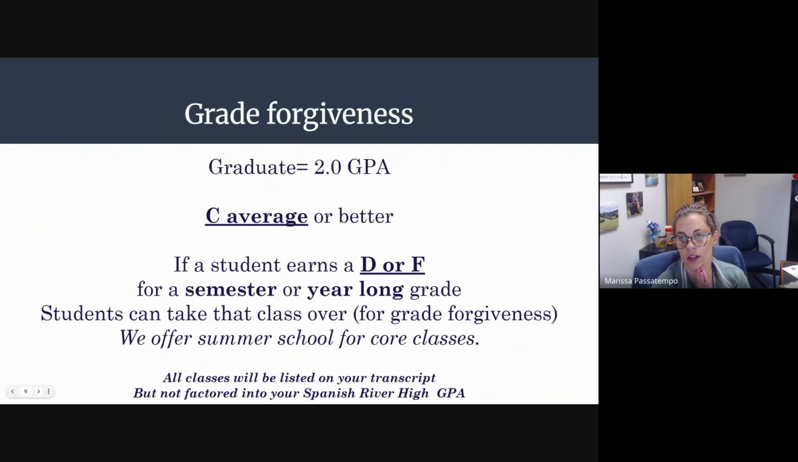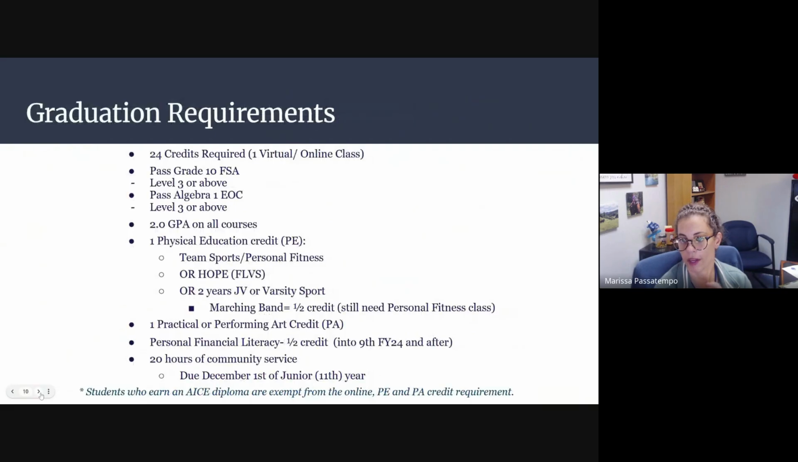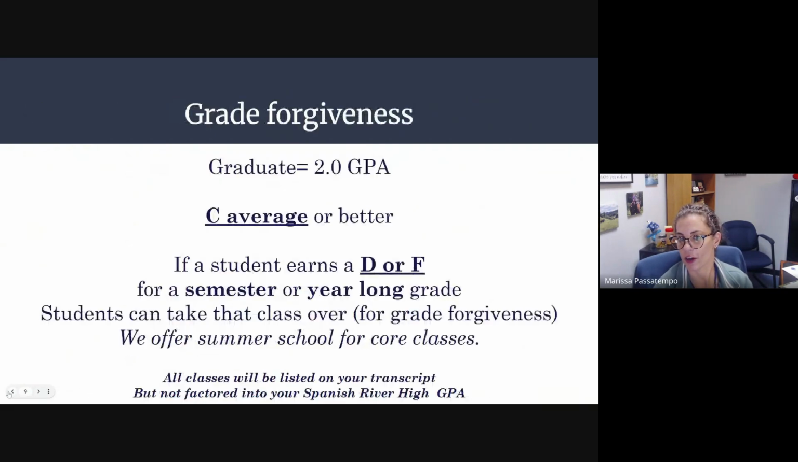Grade forgiveness. The minimum GPA to graduate from high school is a 2.0. That's a C average or better. If a student earns a D or an F first semester or a year-long grade, students can retake the class for what we call grade forgiveness. We offer summer school programs. They can retake a class on FLVS. They have different pathways, so they'll work with their counselor in that particular area if needed for grade forgiveness. They may not ever need it. But again, that only works for grades that are a D or an F.